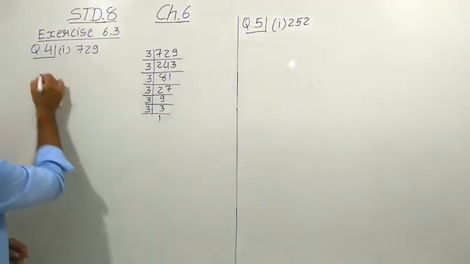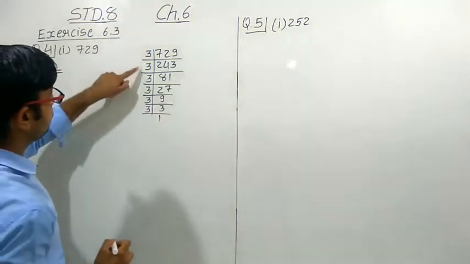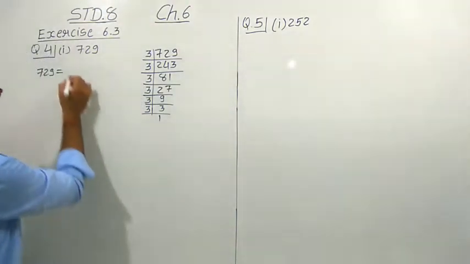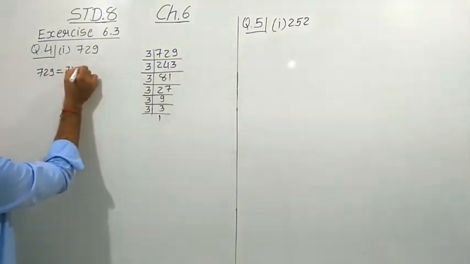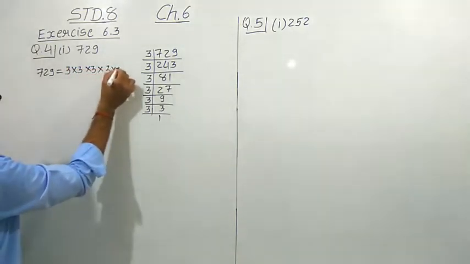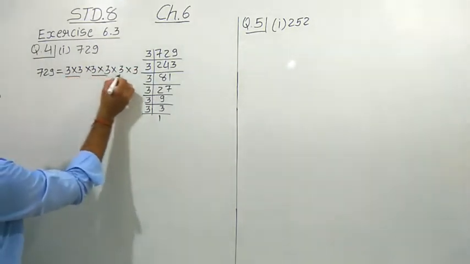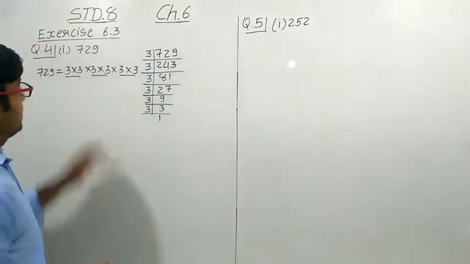So we can write down this 729 is equal to, 1 2 3 4 5 6, 6 times 3, that is 3 into 3 into 3 into 3 into 3 into 3, right? So make the pair of the 3. How many pairs do we get here? 3 pairs.